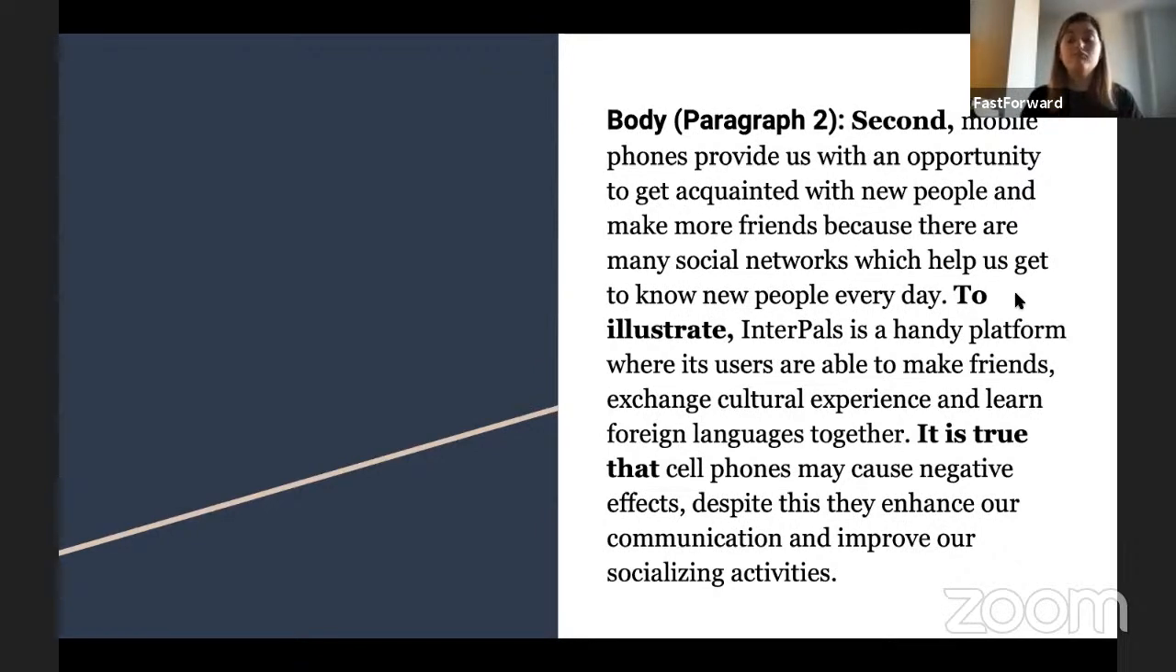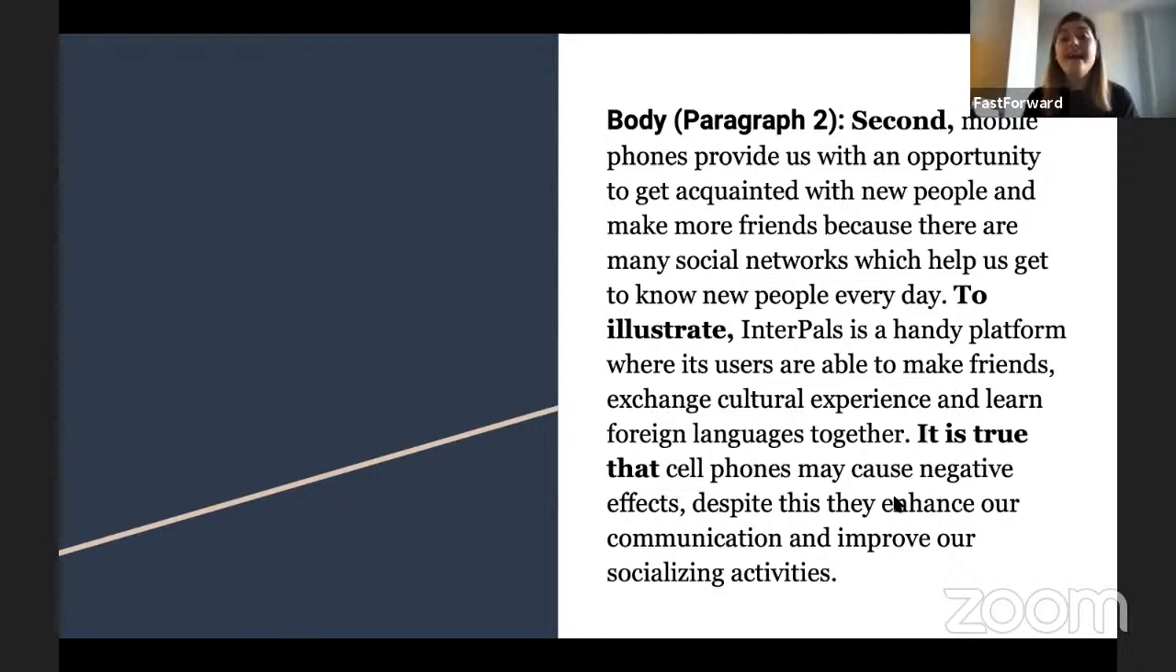Okay, next, we need to support it with examples. And I'm saying to illustrate, as I promised, you see I'm changing my transition structure, and I'm talking about Interpals. So I need to explain what Interpals actually is, right? Maybe some people don't know what it is. So Interpals is a handy platform. Handy, it's a very good IELTS word, means useful, helpful. Handy platform where its users are able to make friends, exchange cultural experience, and learn foreign languages together. You see, I explain myself what it is. That's it. It's very clear. And like the purposes of that point is very clear. Okay, so let's move on.